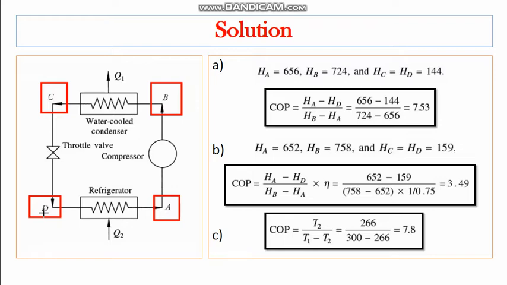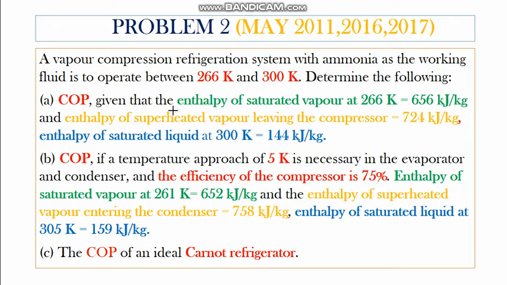You need to remember this, then only can you easily identify which is HA, which is HB, which is HC, and which is HD. In this process, your HC is equal to HD. That is also one point to be remembered. Now we'll move to the question again. Just see the first question: the enthalpy of saturated vapor. Saturated vapor is nothing but HA. I'm marking A as 1. And the enthalpy of superheated vapor leaving the compressor, which is 2, is nothing but HB. You have a compressor, and the vapor coming out of the compressor is our superheated vapor.